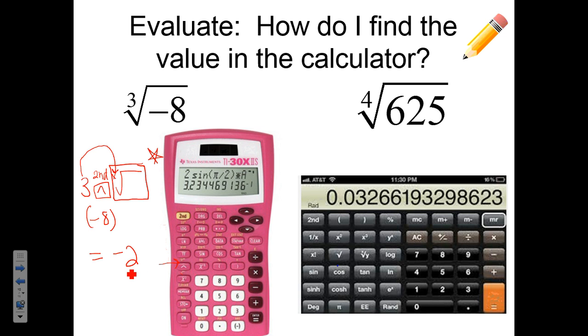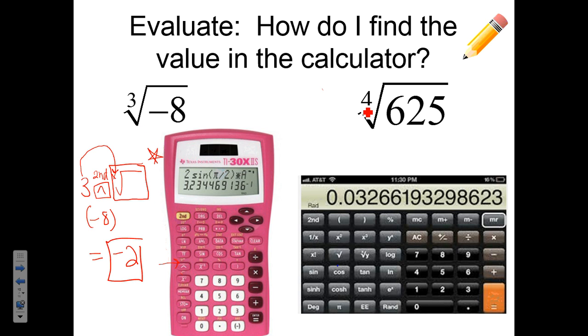Now, sometimes calculators, you have to do it backwards. So you type in 8, negative, that, and then a 3. But it just depends, you know? It depends on what kind of calculator you have. So it's really important that you figure out how to use your calculator and make sure that you, when you type this in, you get a -2.